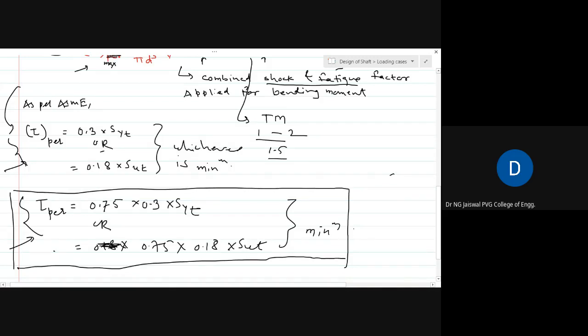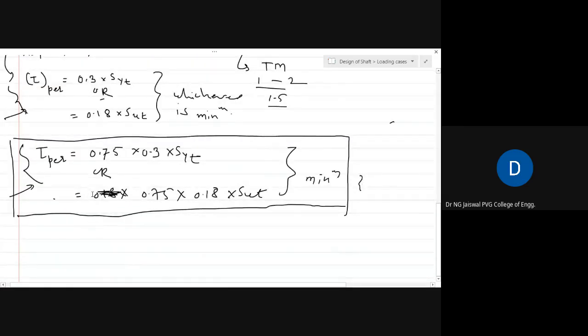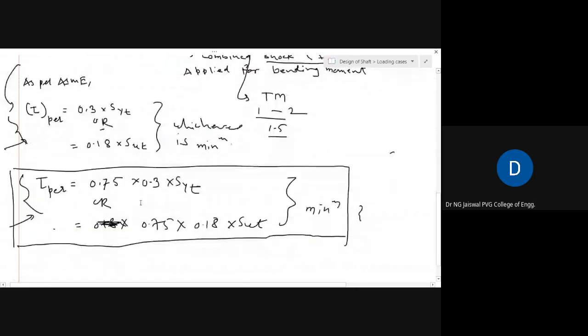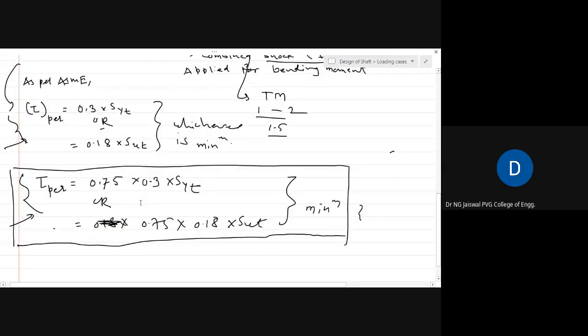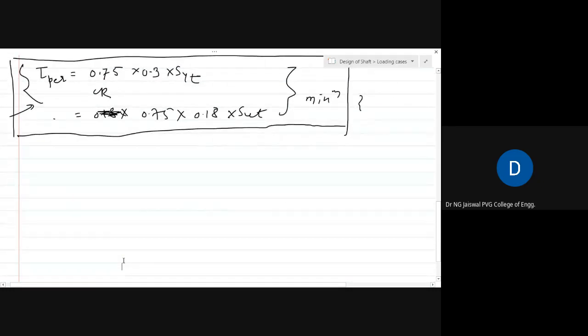So on one hand, we get tau permissible. Previously, we know the maximum induced stress. So the maximum induced stress and the maximum permissible stress, you will equate these two. The unknown will be only D, you can find out the value of D, right? And in the syllabus, it is actually suggested to use the ASME code. That is, by these two equations, you can find out the diameter of the shaft.